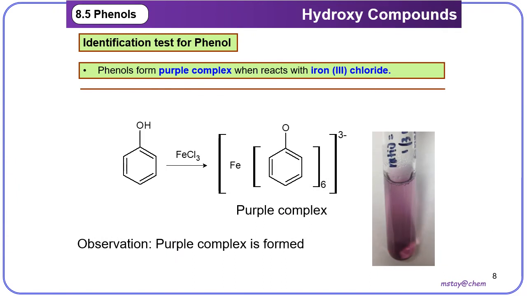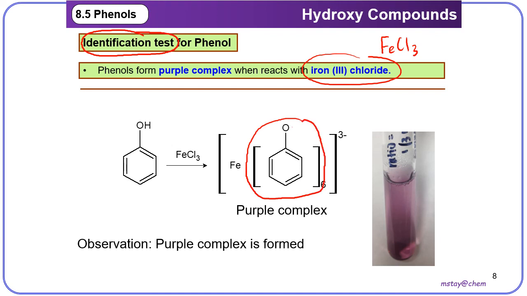Besides the bromine water, phenol can also react very specifically with iron(III) chloride. The formula for iron(III) chloride is FeCl3. So we can consider the reaction with iron(III) chloride as the identification test for phenol. It means that among all the organic compounds, phenol is the one which will react with iron(III) chloride.